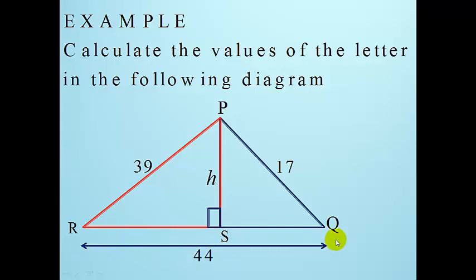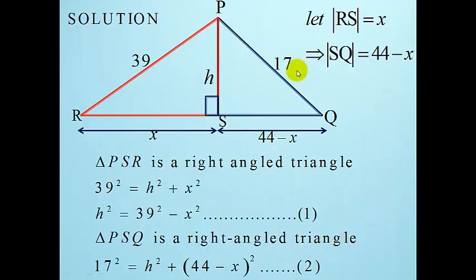Now let's see the solution to this problem. Considering the diagram that was given, PR is 39 and PQ is 17. From P to S is H. Let the distance from R to S be X. If the distance from R to S is X, then it means that the distance from S to Q will be 44 minus X. Why? Because the total distance from R to Q is 44. And therefore, if the distance from R to S is X, then the distance from S to Q will be 44 minus X.